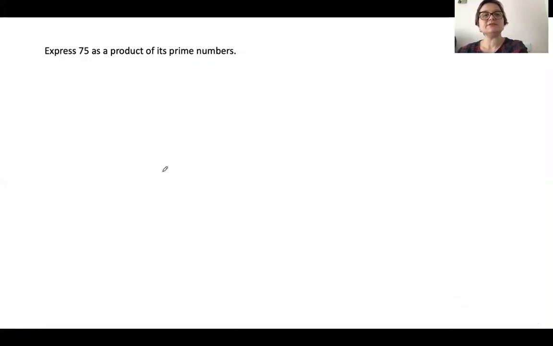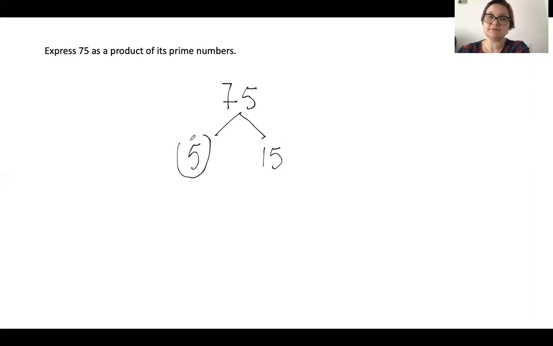Okay, let's have a look at 75 as a product of its prime factors. So put 75 at the top of the factor tree, and then you continue. 75 finishes with a 5, so it is in the 5 times table, so put 5 on one side, and the next one is going to be 15. But 5 is a prime factor, so circle it straight away. 15 is not, so continue, another 3 and a 5 here. So it's a multiplication of 3 and 5, and that's it.